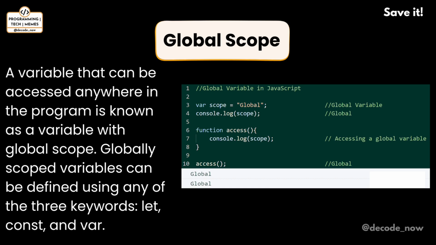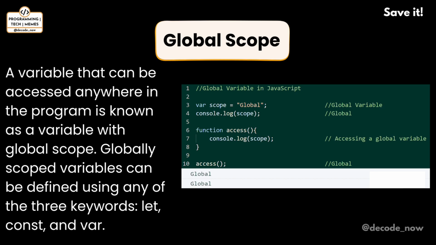A variable that can be accessed anywhere in the program is known as a variable with global scope. Globally scoped variables can be defined using any of the three keywords, let, const, and var. In this example, the program starts by declaring a global variable named scope and assigning it the value global. The value of the scope variable is global.